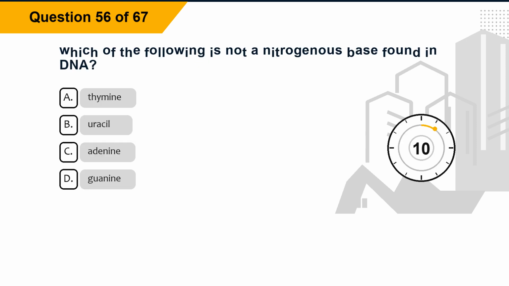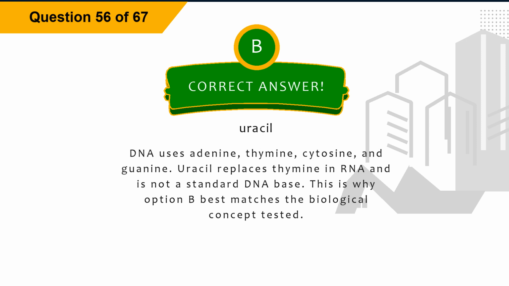Question 56. Which of the following is not a nitrogenous base found in DNA? Option A, thymine. Option B, uracil. Option C, adenine. Option D, guanine. The correct answer is option B, uracil. Explanation. DNA uses adenine, thymine, cytosine, and guanine. Uracil replaces thymine in RNA and is not a standard DNA base. This is why option B best matches the biological concept tested.